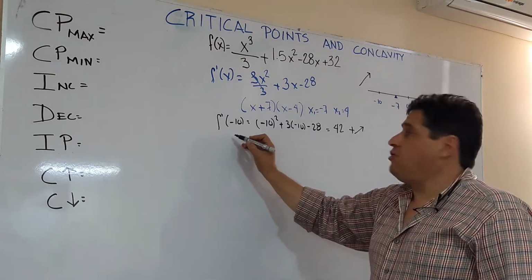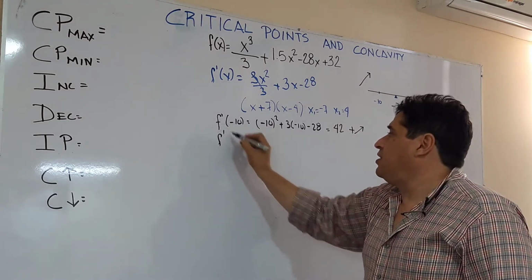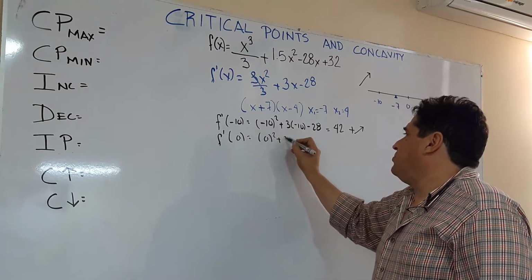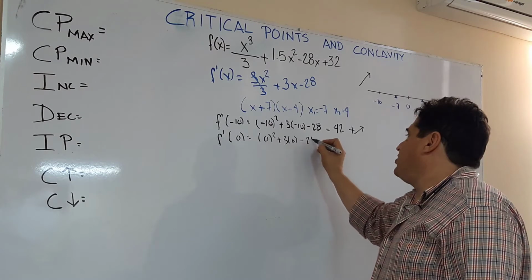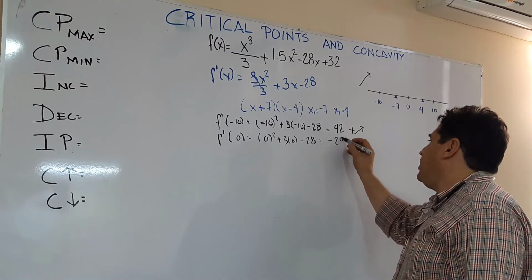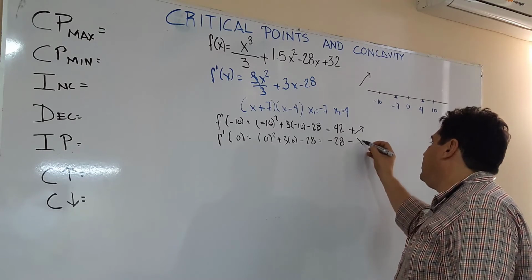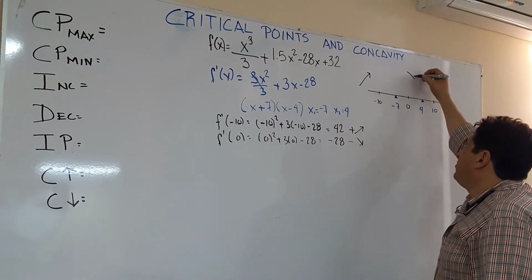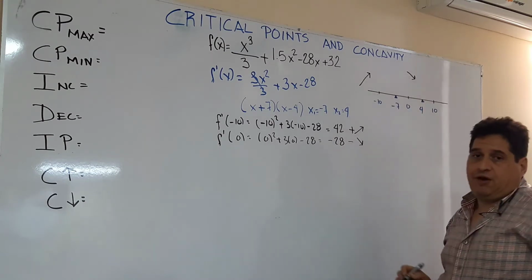upwards. Then I'm going to go for f prime of 0, which I'm going to get 0 squared plus 3 times 0 minus 28, which turns out to be minus 28. Since it's a negative, it's going to be going down. So, on top of my 0, I'm going to go with an arrow pointing down.